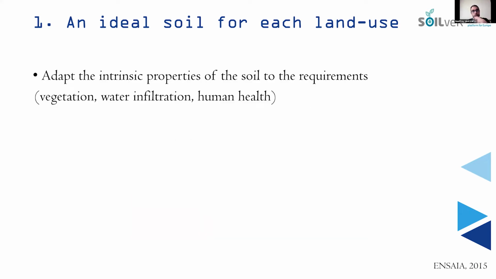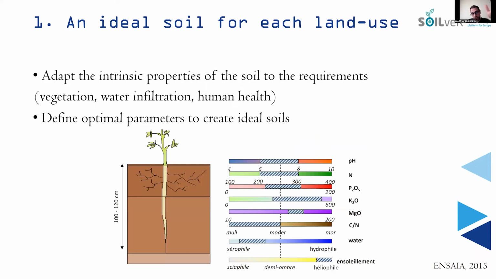Then, but I won't go too much into detail, the idea is really to adapt the properties of the soil to the requirements in terms of fertility, water infiltration, but also human health, as also mentioned by the previous colleagues. Then, and I will just give a very brief example that I will explain later, we defined what would be the optimal parameters in terms of pH, nitrogen, phosphorus, and so on, in order to cultivate some hemp. And in this case, you can, for each land use, define the best soil possible. This is the first step.